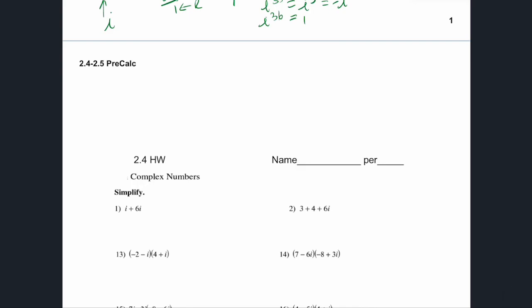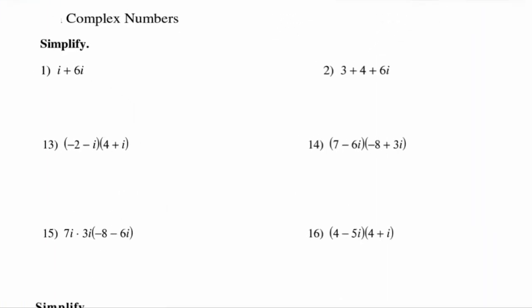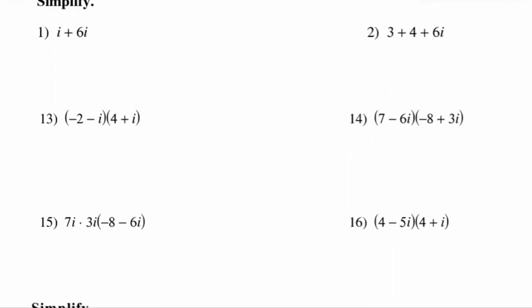So your homework is right here. Let's just discuss what's happening. For 1 and 2, you're just combining like terms, adding up your real part and imaginary part, bam. For 13 and 14, you're going to distribute. 16, you're going to distribute. Let's do 15 from the homework together.